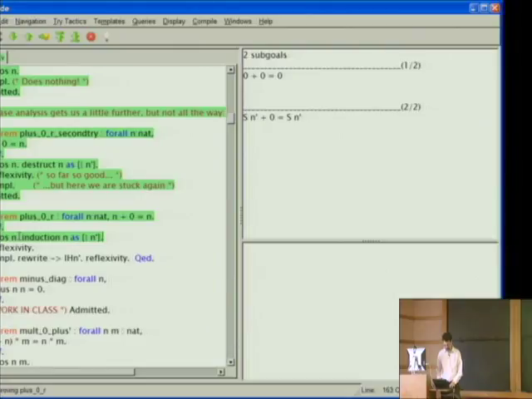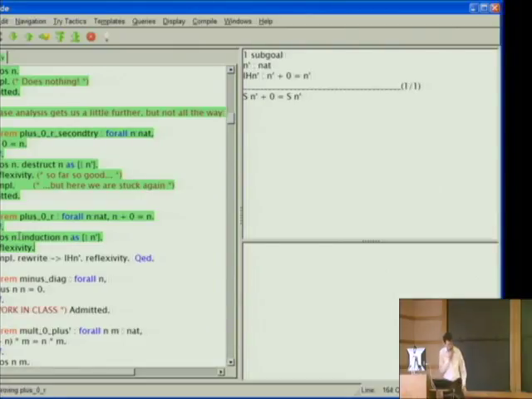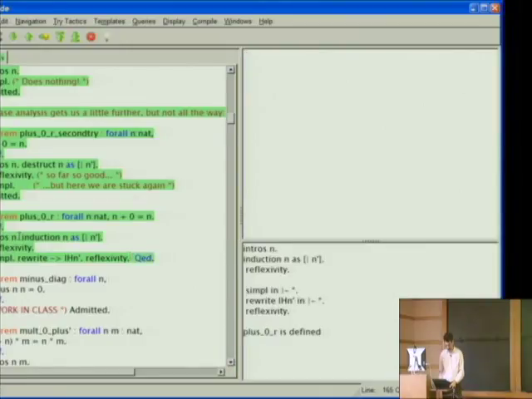So the first case is easy as before. And look at the second case. Above the line, we have the induction hypothesis, IH, regarding n prime, which is that, by inductive assumption, n prime plus 0 equals n prime. So if we simplify in the conclusion, and we rewrite by the induction hypothesis, we get something that's easy to prove by reflexivity.